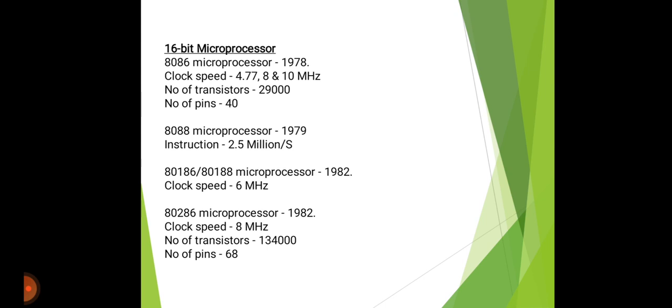In 16-bit microprocessors, the next type is the 8088 microprocessor, which was invented in the year 1979, and this processor uses instructions per second of 2.5 million per second.